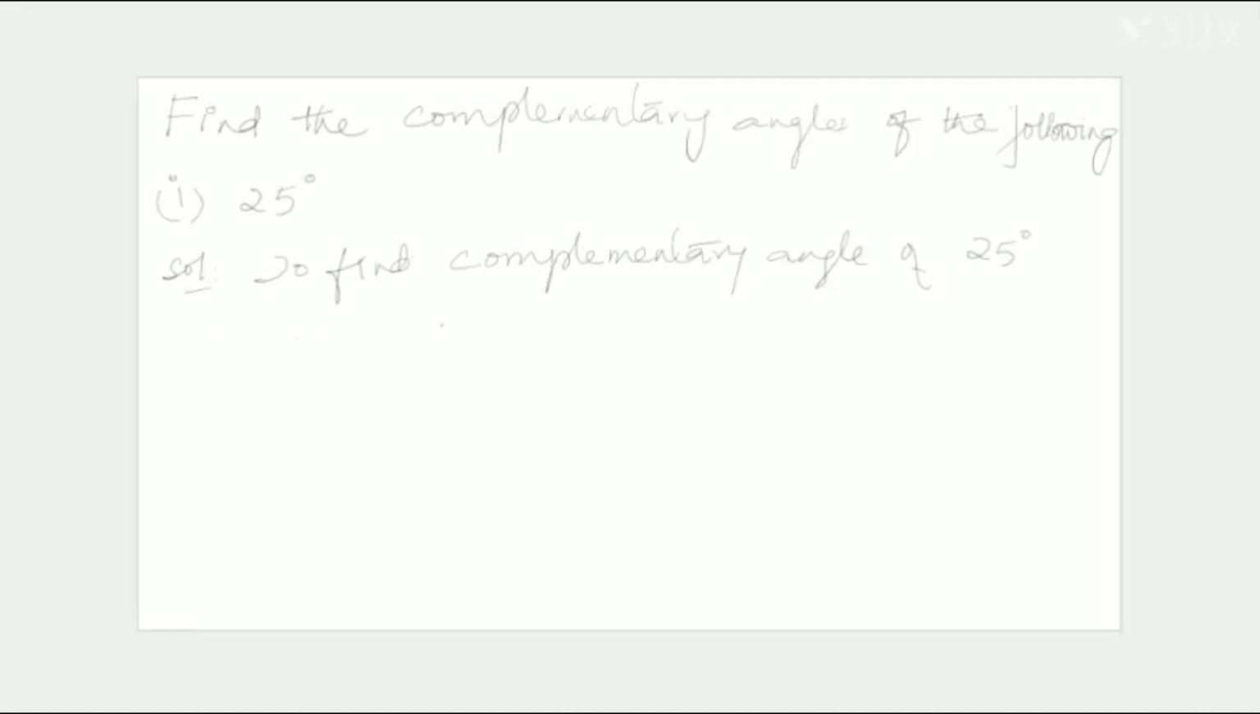The next question is, find the complementary angles of the following. Here I have 25 degrees. We have to find the complementary angle of 25 degrees. How will we find it? To find the complementary angle of 25, we should subtract 25 from 90. When we subtract 90 minus 25, we will get 65. 65 degrees is the complementary angle of 25.